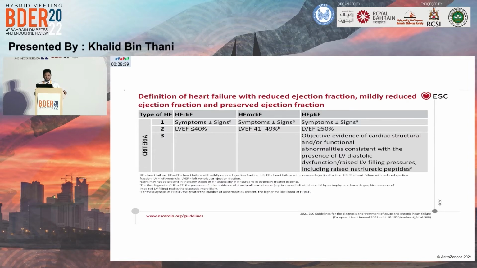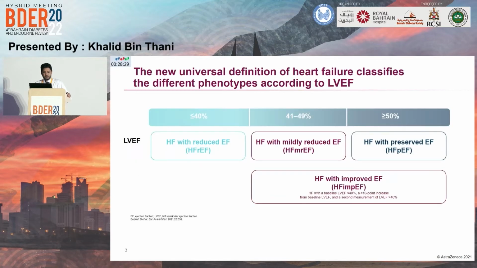So the definitions of heart failure came from the European Society of Cardiology, and in regards to these different subtypes, we have heart failure with reduced ejection fraction, heart failure with mid-range ejection fraction, and heart failure with preserved ejection fraction. For the non-cardiologists, these have been studied and classified extensively according to the ejection fraction.